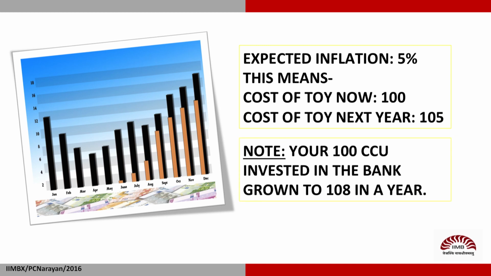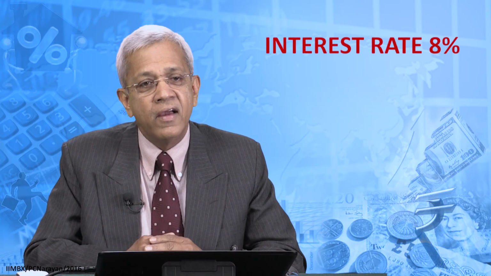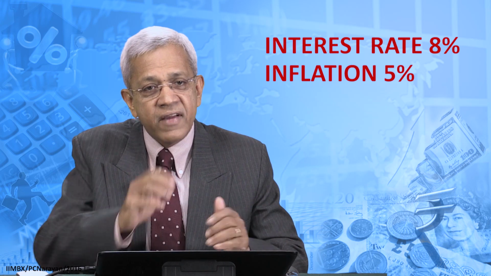And if you put your money in the bank for the same 1 year, your 100 currency units would have grown to 108. Now simple arithmetic tells you you can buy the toy a year from now, gift it to the child, and you would have 3 currency units left in your pocket, because the interest rate was 8% and the inflation rate was 5%.